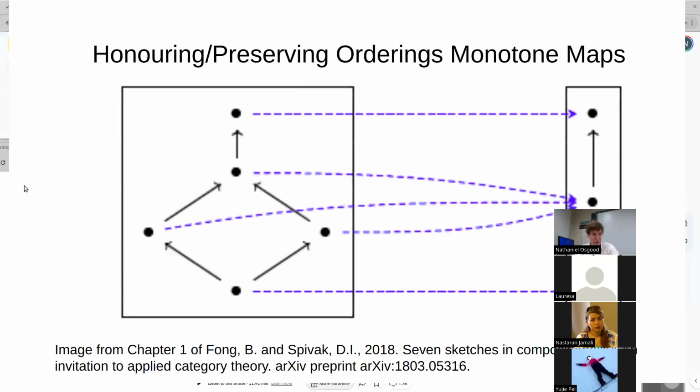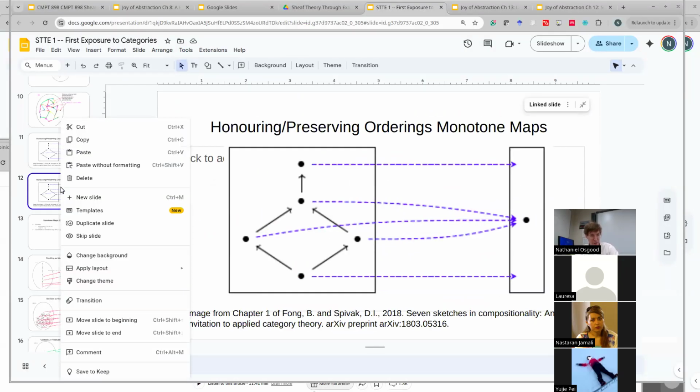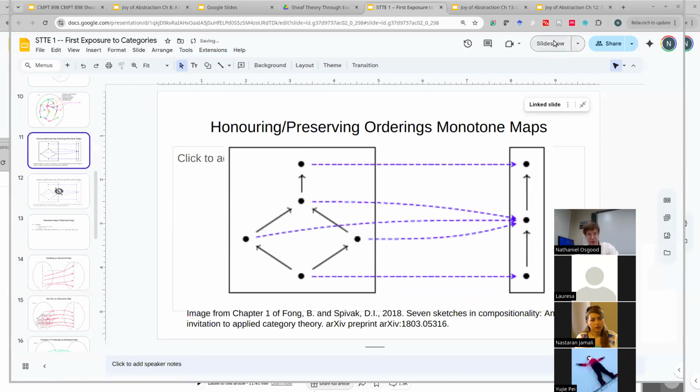Let me get rid of this for the future. Okay, now I'm in trouble. Okay, let me get rid of this. We don't need that. Okay. Smuggled in that. Okay.